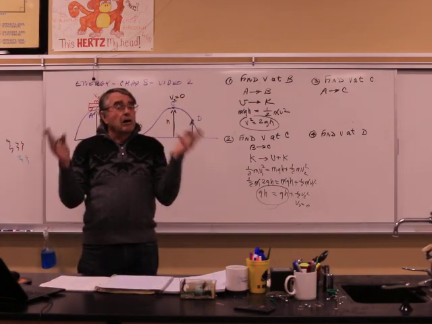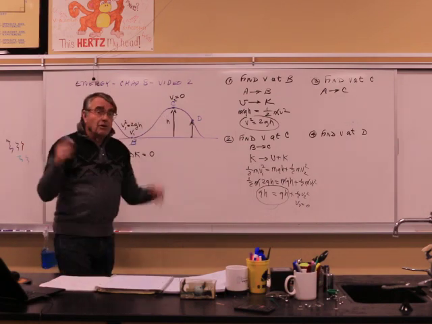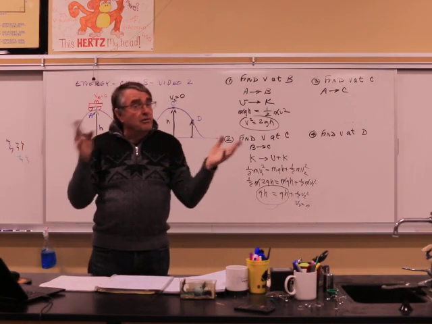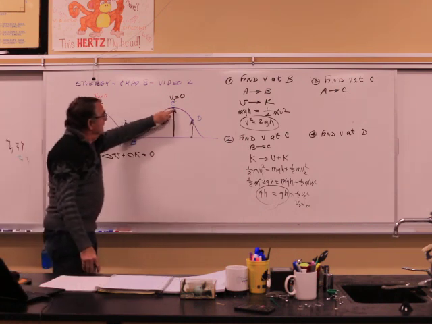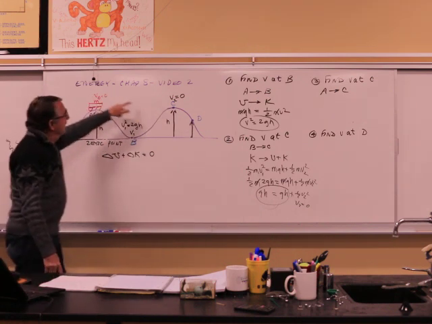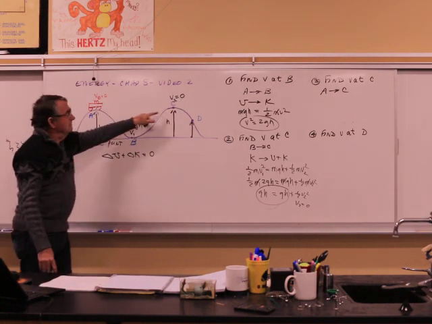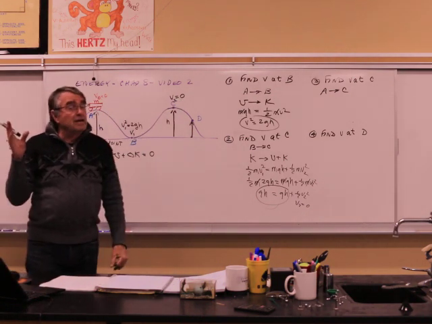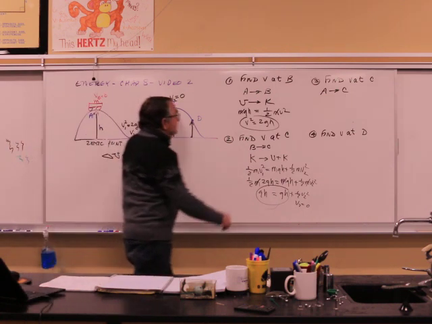That's called the conservation of energy going from B to C. Or as you think about it, right here, same height, therefore same velocities. Let's do it again, just for fun. Let's go from A to C.